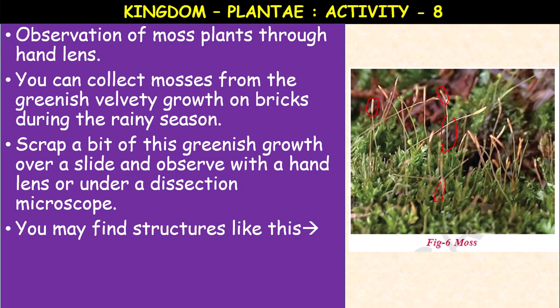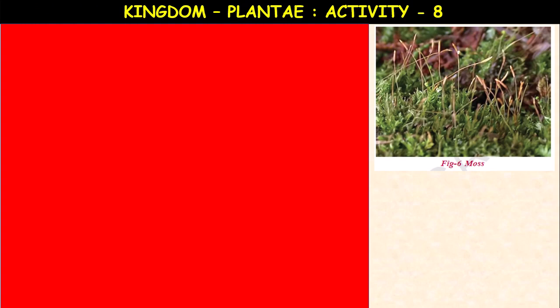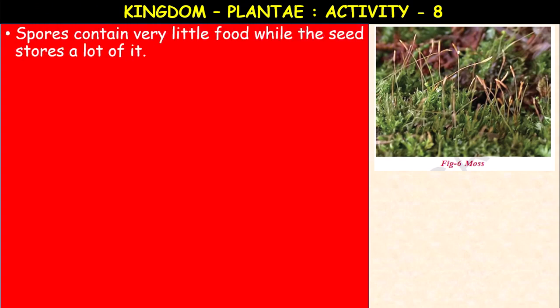You may find the structures beside like this. So these are not exactly the flowers, but the structures that contain seed like structures called spores. So there are no flowers, no seeds, but their reproductive units, reproductive structures are spores. Next, the spores contain very little food, while the seed stores a lot of food.